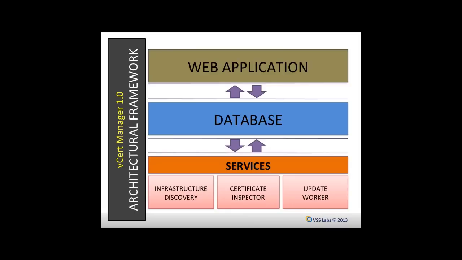It runs three services. First is the infrastructure service, which is responsible for discovering VM components like host, web client, update manager, inventory service, and the vCenter server itself. Second is the certificate inspector. This is a watcher of the certificate status from CA server to vCert Manager database. And lastly, the update worker. Its task focuses on the actual update of the certificates.